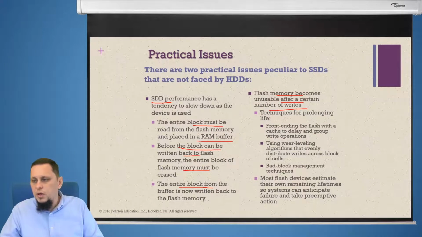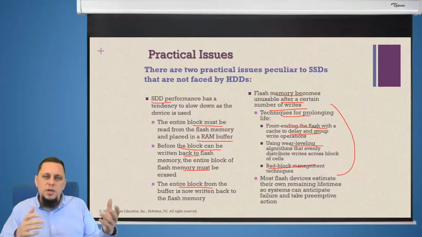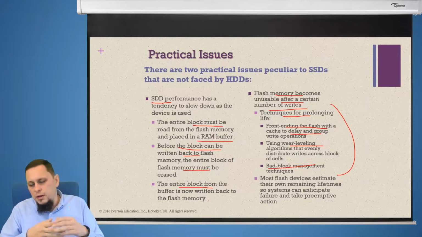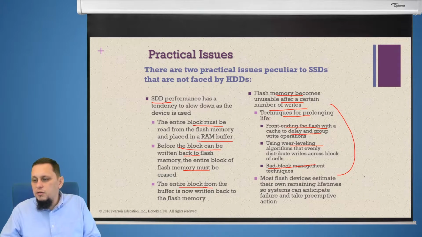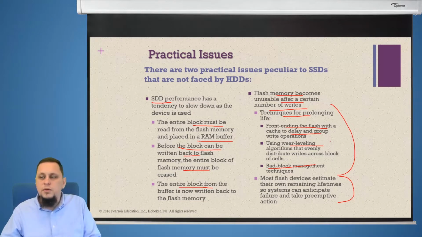So how to prolong it? By front-ending the flash with a cache to delay the write operations, using wear leveling algorithms, bad block management techniques, etc. These are some of the techniques used by the manufacturers or the OS, for example your computer operating system or your Android operating system, to extend the life of the SSD. Most flash devices can estimate their own remaining lifetime, so the system can anticipate failure and take some preemptive actions.